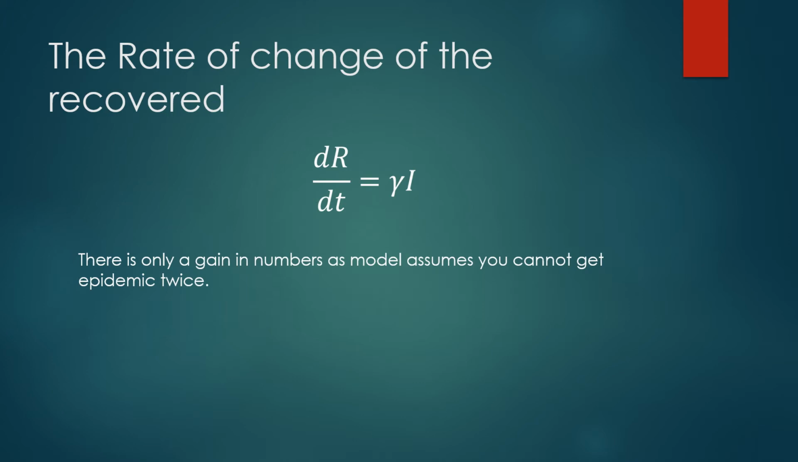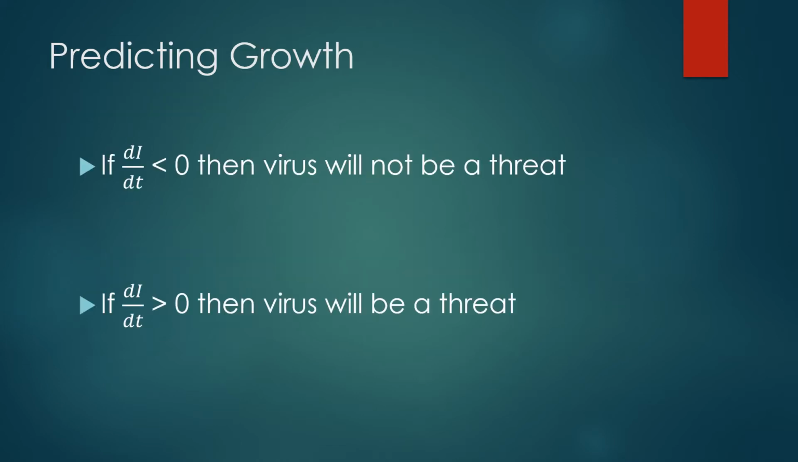So we can break down these equations even further to try and calculate how severe the virus is, because if dI by dt is less than 0, then we know that the epidemic will not be a threat. It will quickly dissipate, and it doesn't really matter, as we can see that more people are recovering than getting the illness, hence there is a negative rate of change of the number infected.